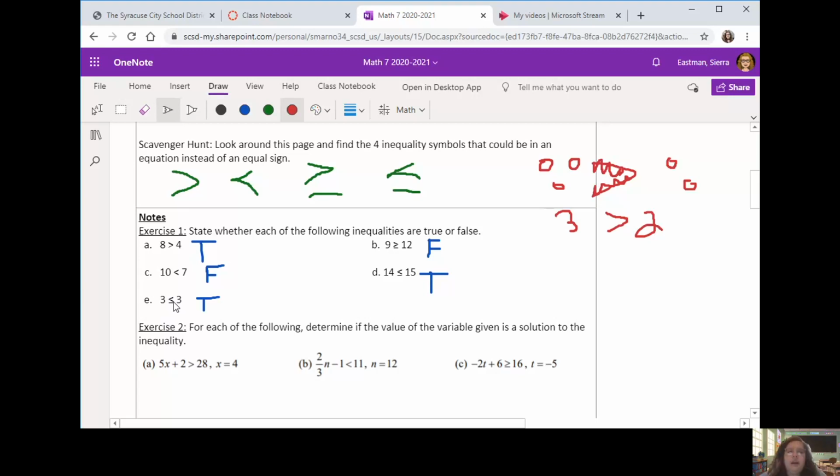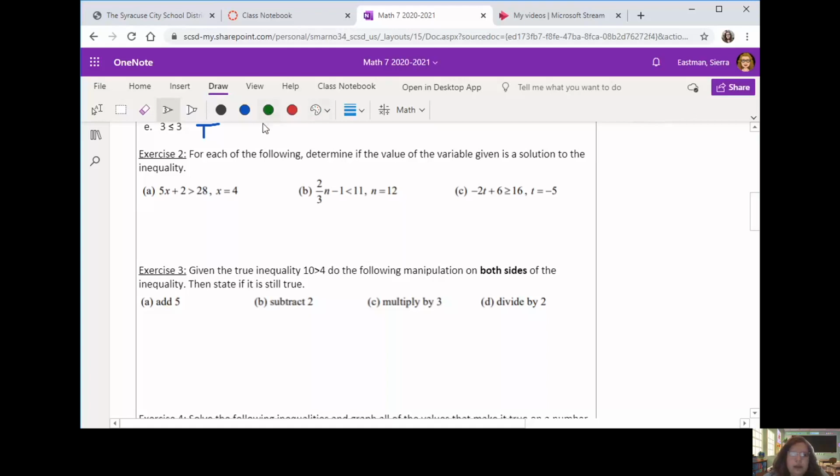Awesome. Exercise 2 is a little bit of the same thing. But before we can say true or false, we have to do some substitution. So let's scroll down here. And they are telling us a value for x or n or t. They want us to substitute into the inequality and then say if it's true or false. So this says 5x plus 2. I'm going to replace that x with a 4. Now I have 5 times 4 plus 2. And I need to solve that side and then check if it is greater than 28.